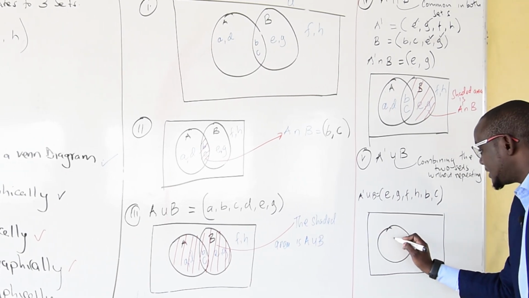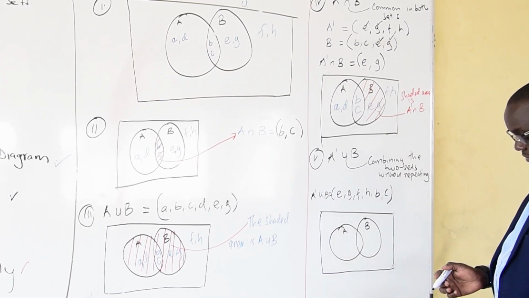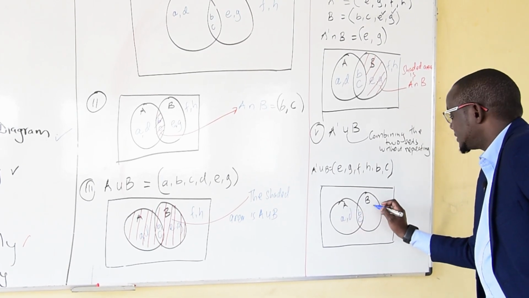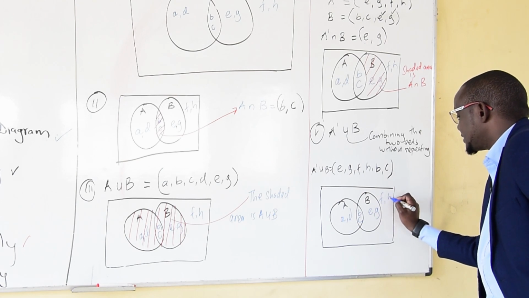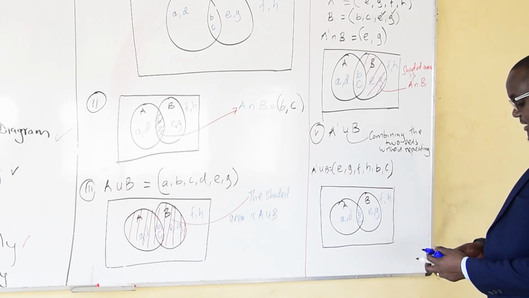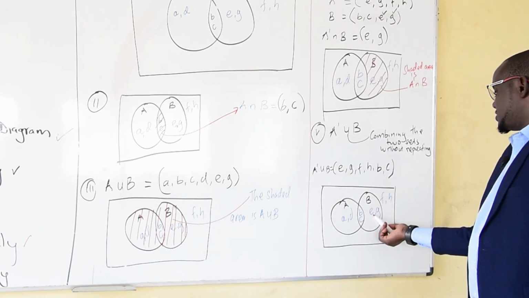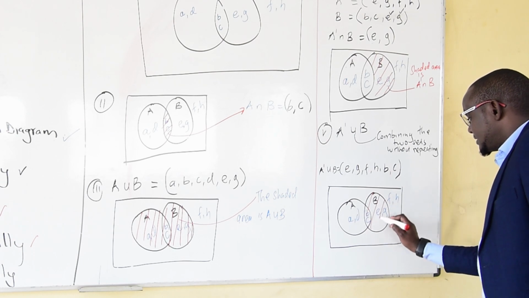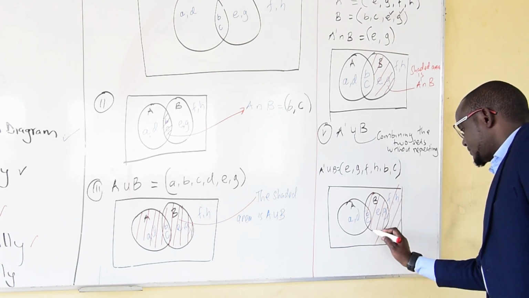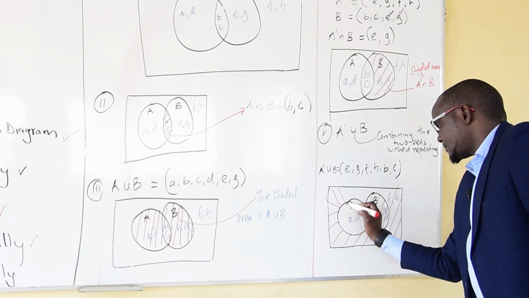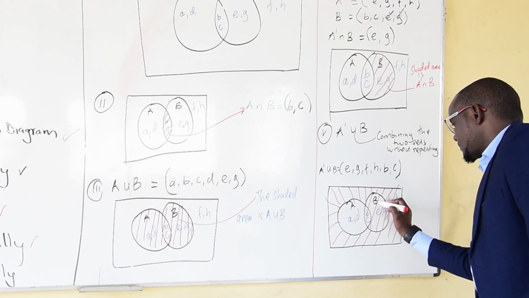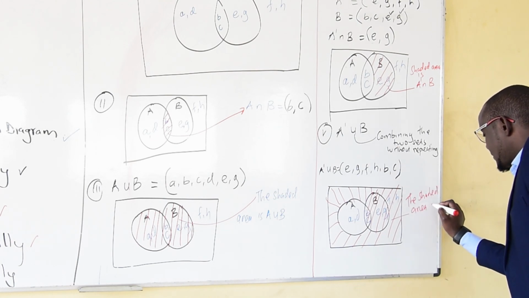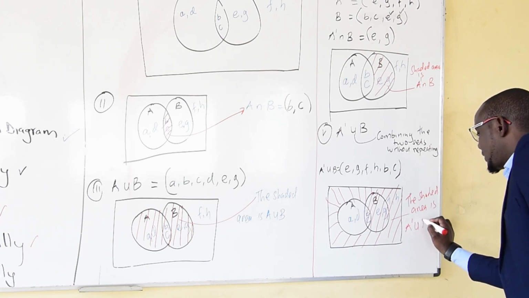The area we are talking about here is, this is set A, this is set B. We know our members here. This is B, this is C, this is A, this is D, this is E, this is G, this is F, this is H. So, which set contains this? The set that contains this, we need to shade. We have E, G, F, H, B, C. So the set that we are looking at is the set that contains all that. So the shaded area is A prime union B.